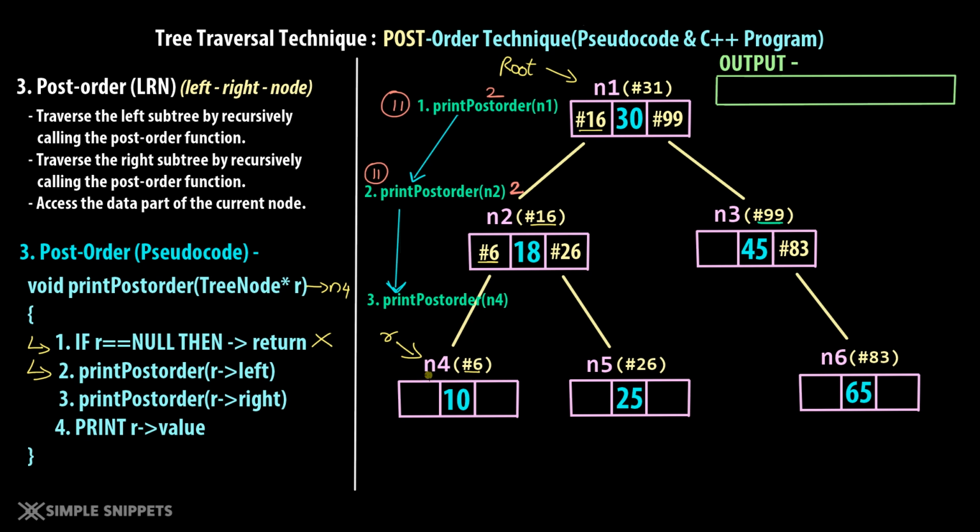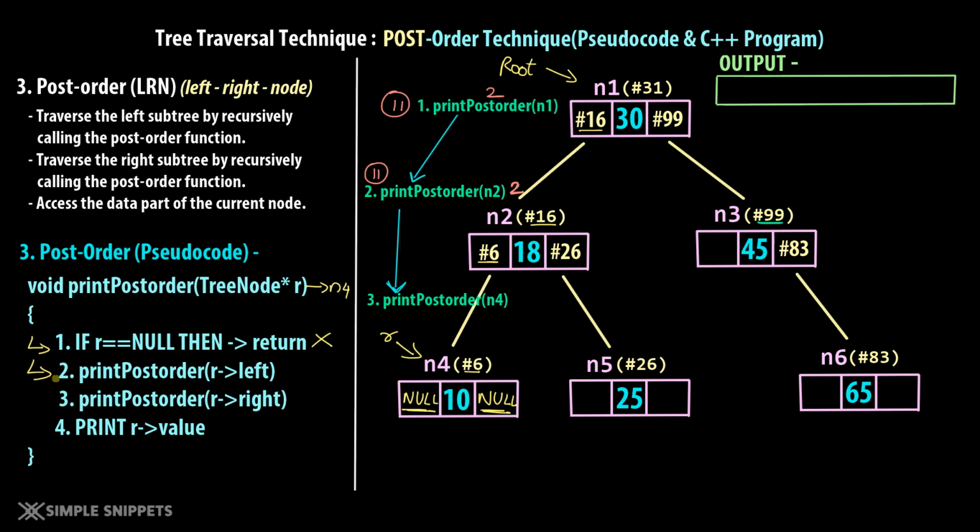Now r is currently pointing to n4, and if you observe, we don't have any left value, we don't have any right value, which means that programmatically it will have null. Correct? Just assume that it will have null, because in the program, when there is no left and right child, the value that is stored is always going to be null in these pointers.